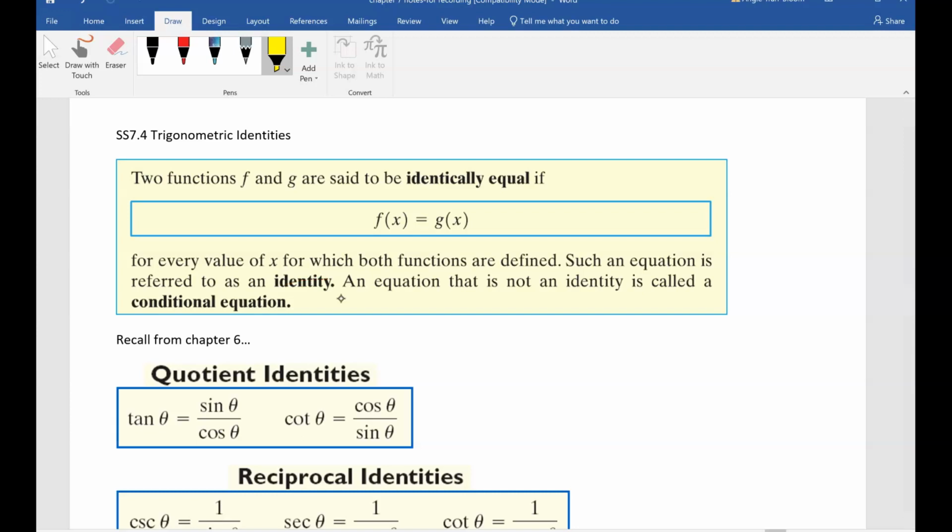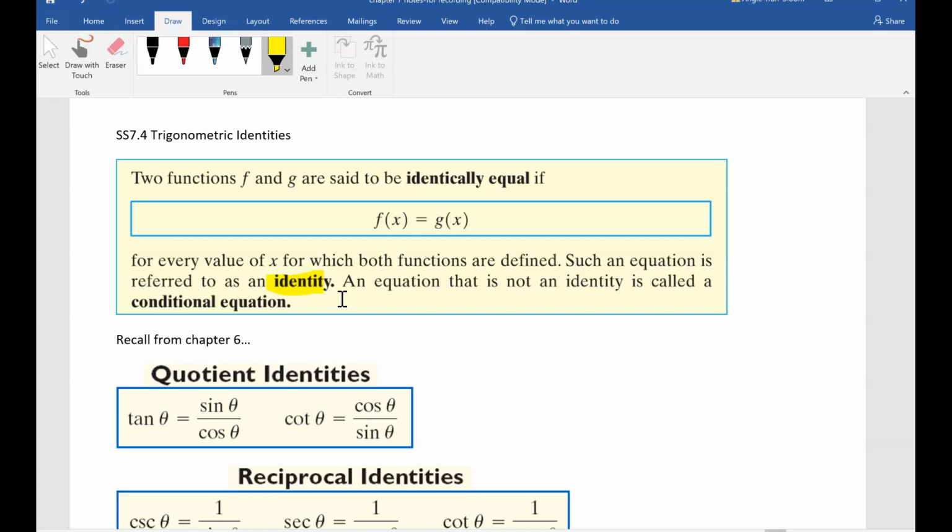So an identity is already an equation. That means they are equal to each other. So an equation that is not an identity is called a conditional equation. So we don't need to worry about conditional equations. We are going to be working with the identity.